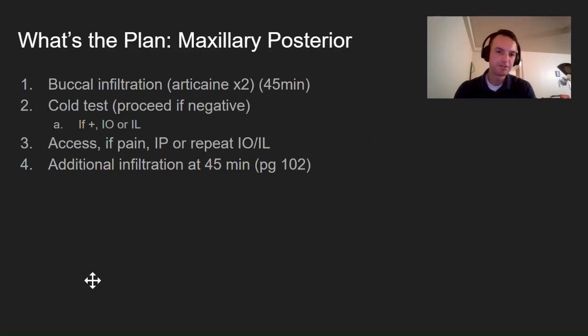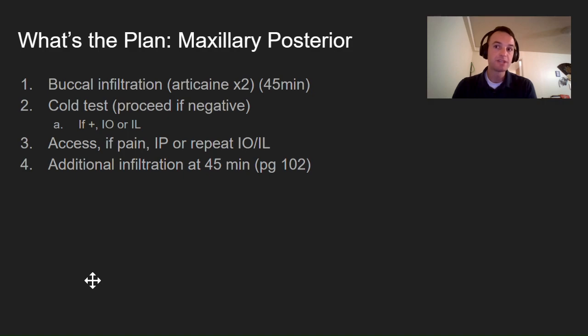Okay, maxillary posteriors. This is our molars. Look for those MB2s. Buccal infiltration with 2 carps is probably going to give me 45 minutes of solid pulpal anesthesia. High success rate, not super long lasting. Make sure you test with a cold test before you get going. And you can still use an intrapulpal or even an IO or a PDL down the road if you need it. And something to emphasize, it can be used all the time, but especially with maxillary posteriors, you're only going to get 45-ish minutes. So plan on giving an additional injection 45 minutes in.